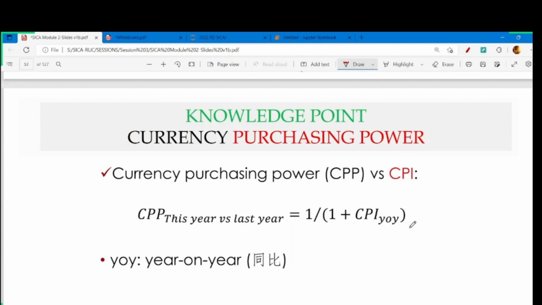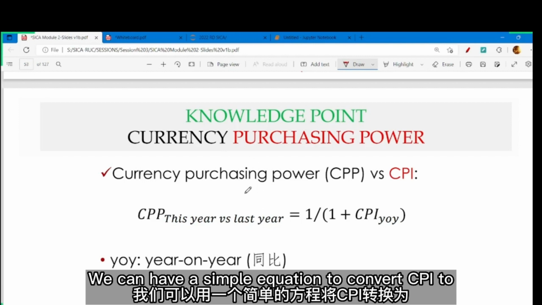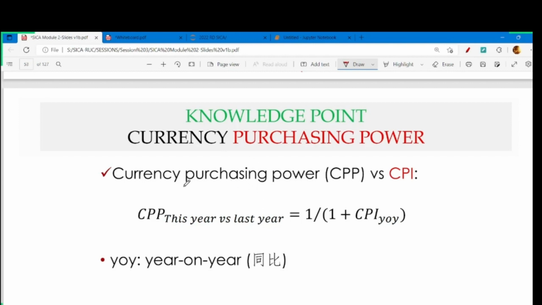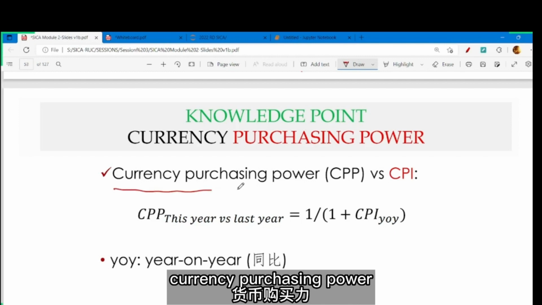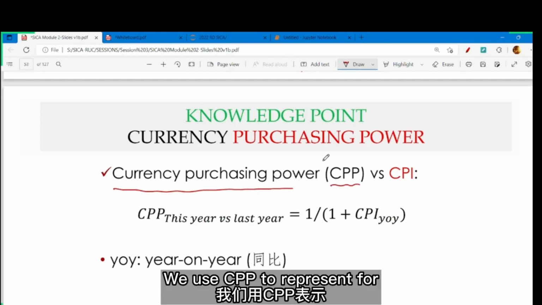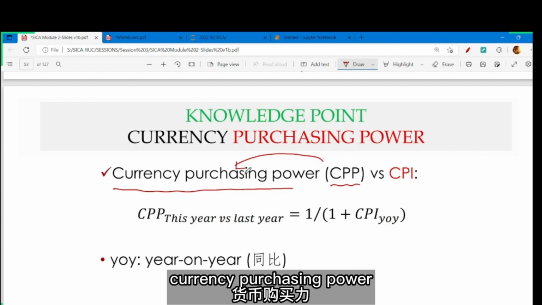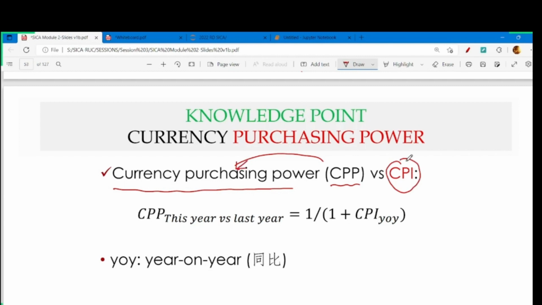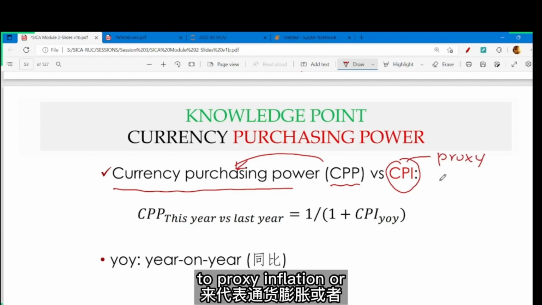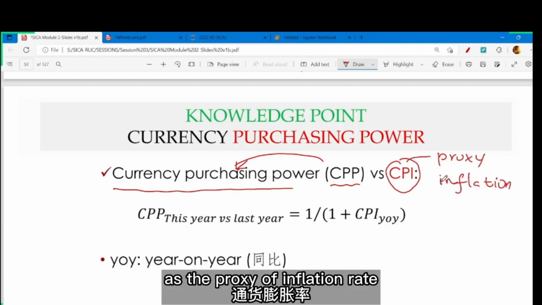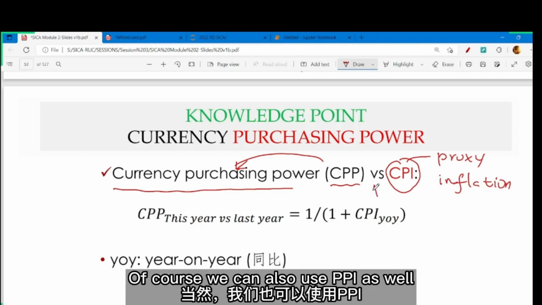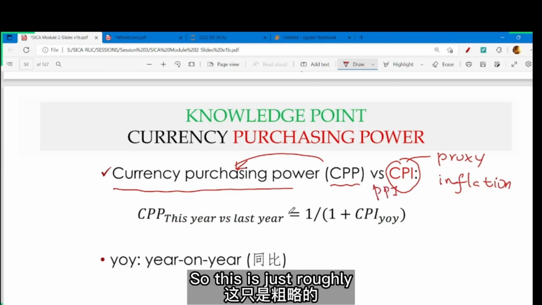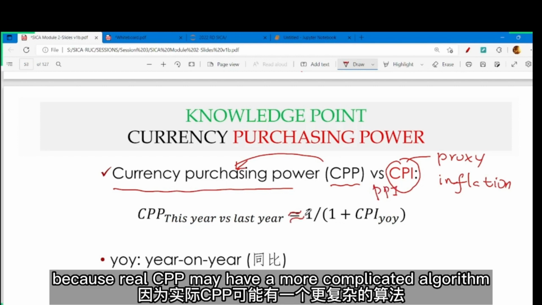Before we do the case updates, we can have a simple equation to convert CPI to currency purchasing power. We use CPP to represent currency purchasing power, and we still use CPI to proxy inflation, or as the proxy of inflation rate. Of course, we can also use PPI as well. So this is just roughly, because real CPP may have a more complicated algorithm.